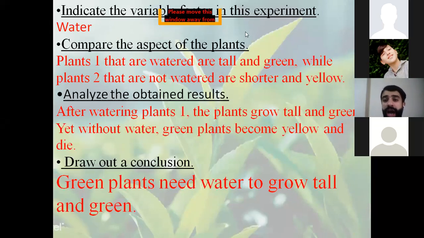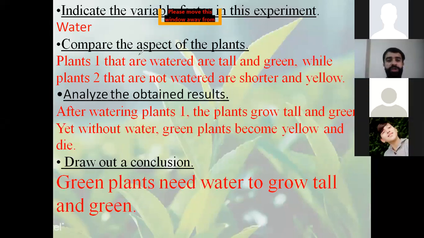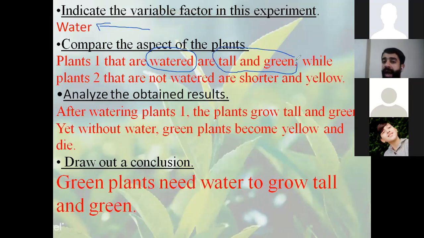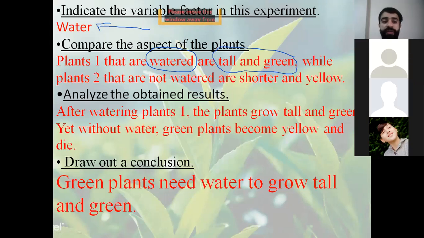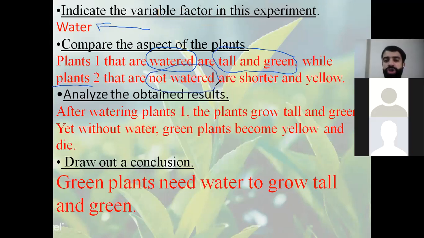Plants 1, you have to mention here, Adnan, you have to focus on the variable. So first, the variable factor, we said it's the water. Plants 1 that are watered, meaning that they contain water, they are tall and green. Whenever we talk about aspect, we talk about the appearance of these plants. However, if we want to move to plants 2 that are not watered, they lack the water, they are shorter and yellow.